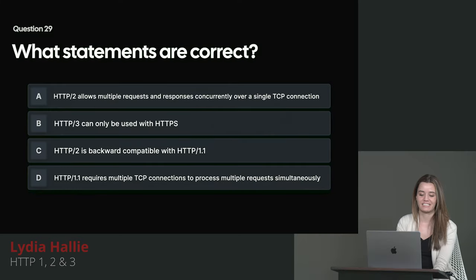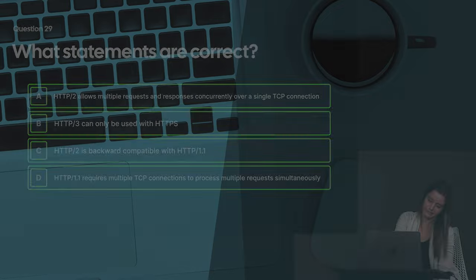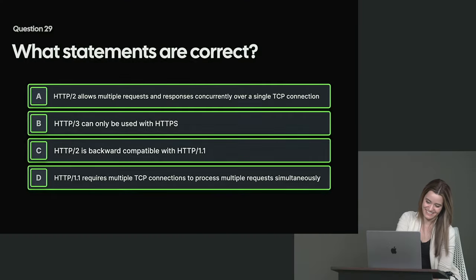What statements are correct? HTTP 2 allows multiple requests and responses concurrently over a single TCP connection. HTTP 3 can be used only with HTTPS. HTTP 2 is backward compatible with HTTP 1.1. Or HTTP 1.1 requires multiple TCP connections to process multiple requests simultaneously. So the answer is all of them. All of them are right.